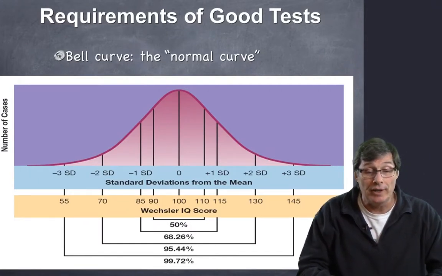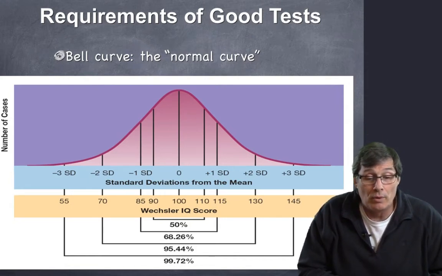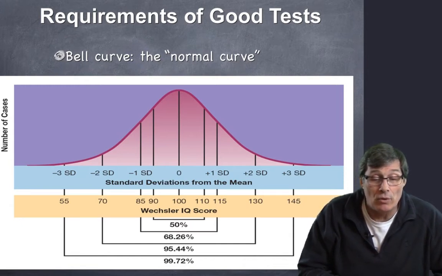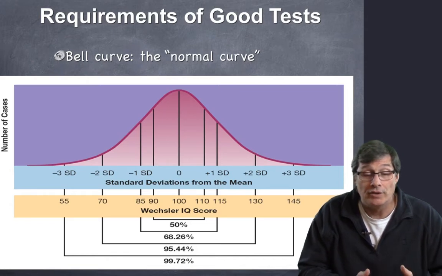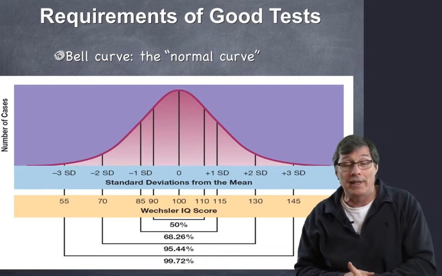So those are the requirements of a good test. We can also look at the bell curve. The bell curve is a normal standardized curve. The majority of scores will cluster around the mean, around the middle. The further away from the mean, the fewer scores there are, and so it dissipates the further away you go. Less than 2% are classified as either geniuses or mentally handicapped.